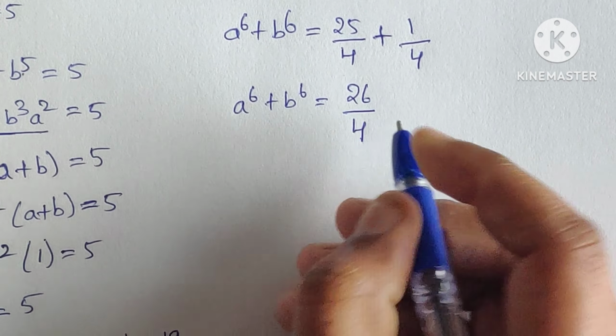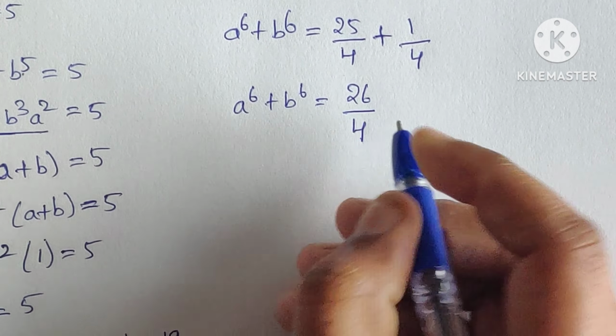So now multiplying equation 4 and 5. So we know this equation 4. So I'm writing here equation 4, a to the power of 5, b to the power of 5 equal 19 divided by 4. This is equation 4. So now multiplying equation 4 and 5. So a to the power of 5 plus b to the power of 5 times a to the power of 6 plus b to the power of 6 equal 19 divided by 4 times 26 divided by 4.